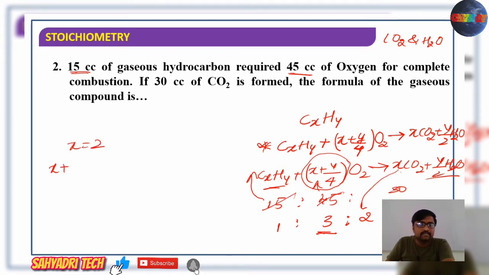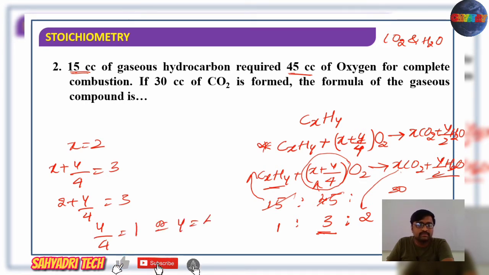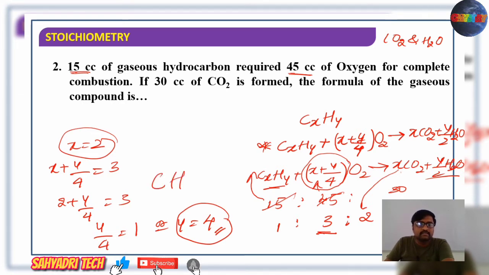Then x plus y by 4 is equal to 3. So x is 2, so 2 plus y by 4 is equal to 3. So y by 4 is equal to 1, or y is equal to 4. So we got x and y data, right? x is equal to 2 and y is equal to 4, which means the formula is C2H4. Ethene is the formula. What is that hydrocarbon? Ethene, C2H4.